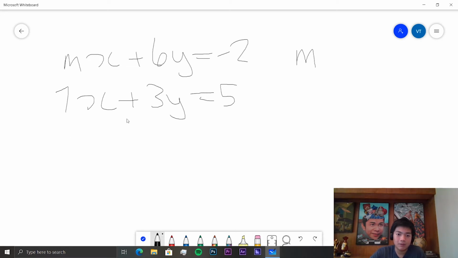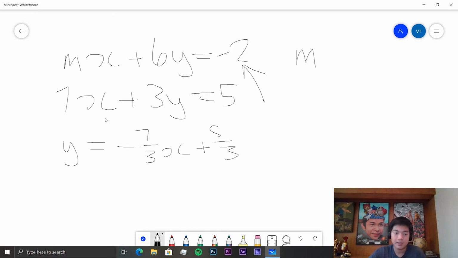So if we rearrange this, we can technically do it faster, but this would be y is equal to -7/3x plus 5/3. So we need to make this line have the same gradient, -7/3. Well, let's rearrange this. y is equal to -m/6x minus 2. So we need to make m such that -m/6 is -7/3. So therefore, m must equal 14. Pretty easy.